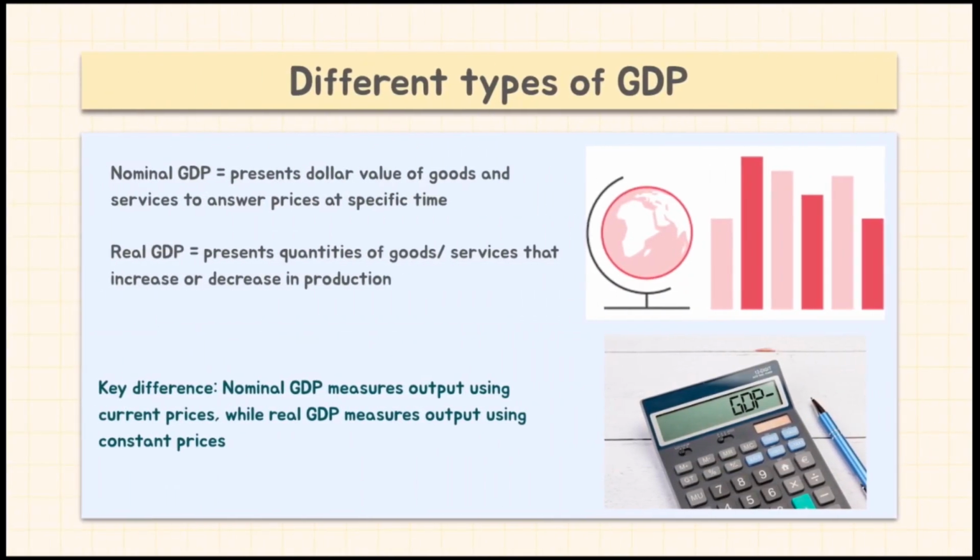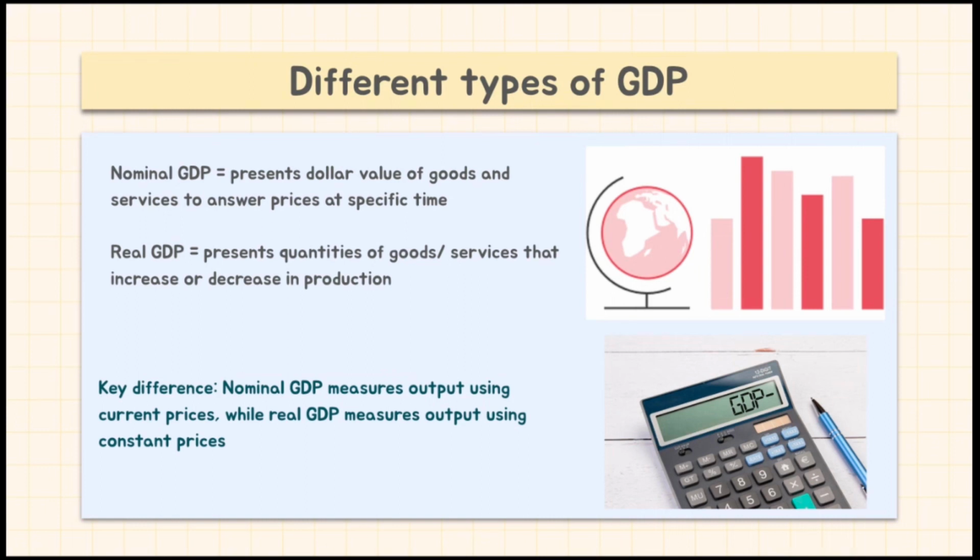Now we'll be looking at the different types of GDP. One is called nominal GDP and one is called real GDP. Nominal GDP presents the dollar value of a good or service to answer what the value is at a specific time. Real GDP presents quantities of goods or services sold to answer what is the level of increase or decrease in production if price does not change.